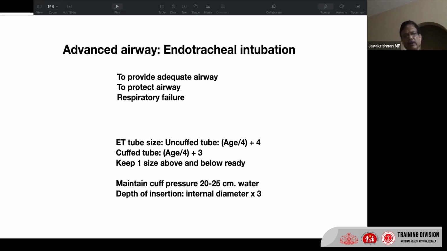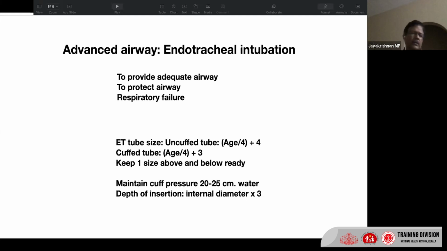And you need to select the appropriate ET tube size. In the COVID situation, it is recommended that you use only cuffed endotracheal tubes. Fortunately, cuffed endotracheal tubes are available in all sizes now. And that's how you select the ET tube size: age divided by 4 plus 4. For example, if it is a 4-year-old child, it is 5. 5 is the endotracheal tube size for an uncuffed tube. For a cuffed tube, it will be one size less than that: age divided by 4 plus 3.